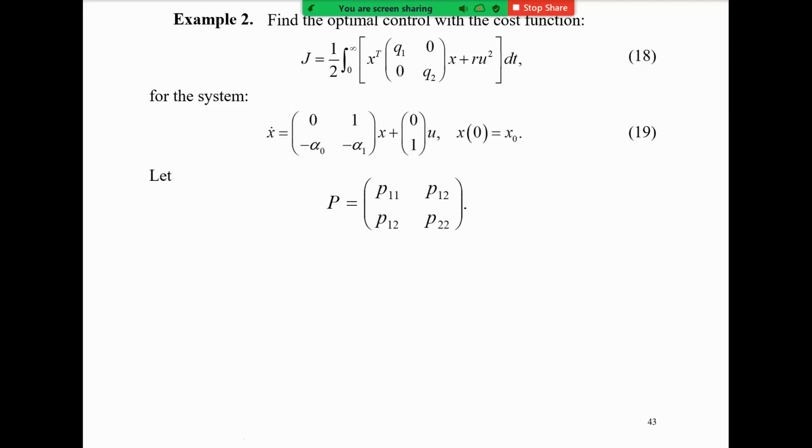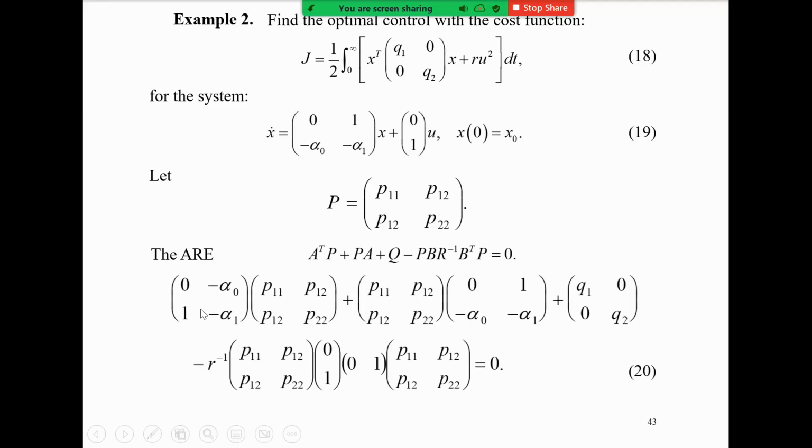Because A is a 2x2 matrix, P will be a 2x2 matrix. Now because we require that P is symmetric, actually there are three numbers to determine. Those two are the same because it's a symmetric matrix. So how are we going to get those three numbers? Then what is the Riccati equation? This is the algebraic Riccati equation. So let's just plug it in.